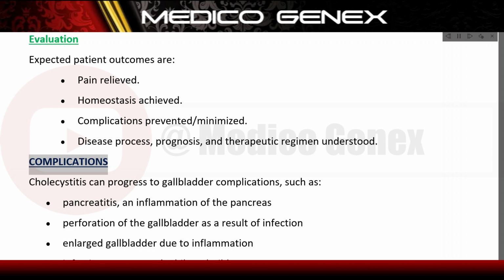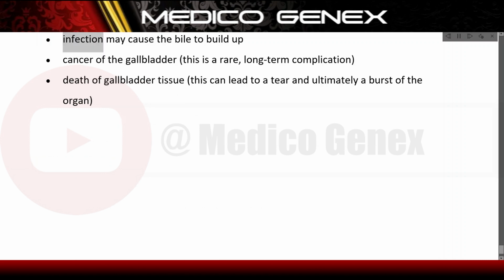Complications. Cholecystitis can progress to gallbladder complications, such as pancreatitis, an inflammation of the pancreas; perforation of the gallbladder as a result of infection; and an enlarged gallbladder due to inflammation. Infection may cause the bile to build up. Cancer of the gallbladder: this is a rare, long-term complication. Death of gallbladder tissue: this can lead to a tear and ultimately a burst of the organ.